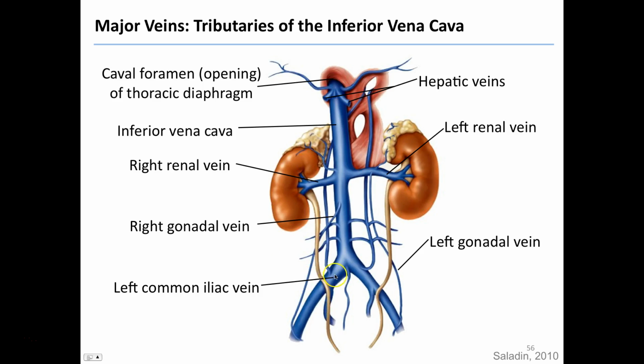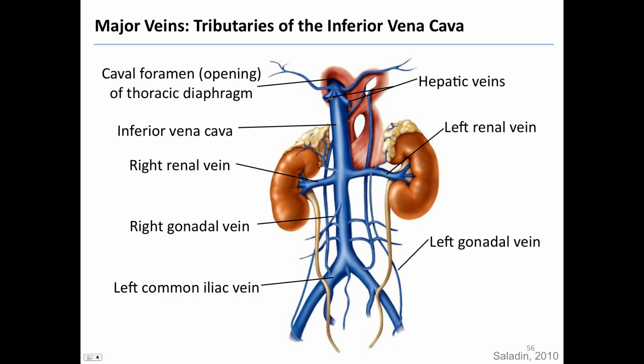So the right common iliac vein and left common iliac vein become the inferior vena cava. The inferior vena cava receives some lateral branches, and some of these branches include the right gonadal vein, the right renal vein, the left renal vein, and then sitting directly here are the hepatic veins.